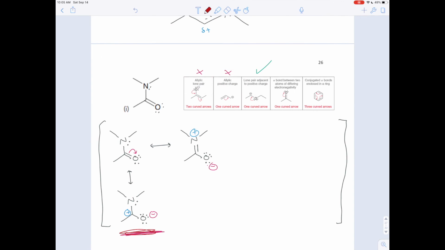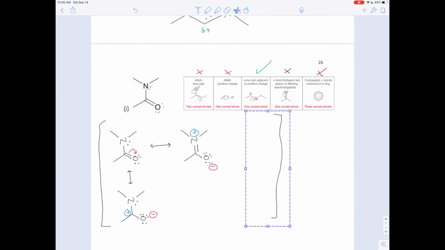Okay, going back, does this molecule have a pi bond between atoms of differing electronegativity? It does not. It doesn't have a pi bond at all. The first bond you make is always a sigma bond. Pi bonds are every bond after that. We only have single bonds there, so those are all sigma. And we don't have conjugated pi bonds in a ring because we don't even have a ring. So these 3 structures are the only 3 resonance structures for this molecule.